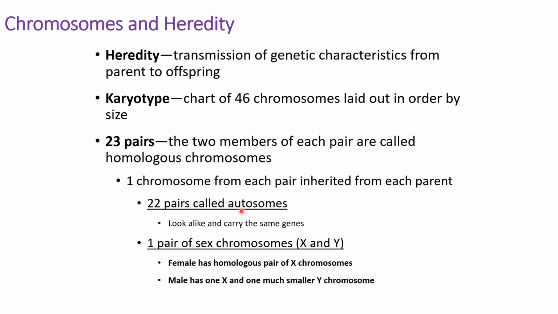22 pairs are called autosomes. Autosomes look alike and they're going to carry the same genes. Now, remember we've got 23 pairs, there's 1 pair that are going to be the sex chromosomes. These are called X and Y. Females are composed of 2 X's. You have a homologous pair. Homologous just means same. So you have 2 X's. For males, there is 1 X and 1 Y.